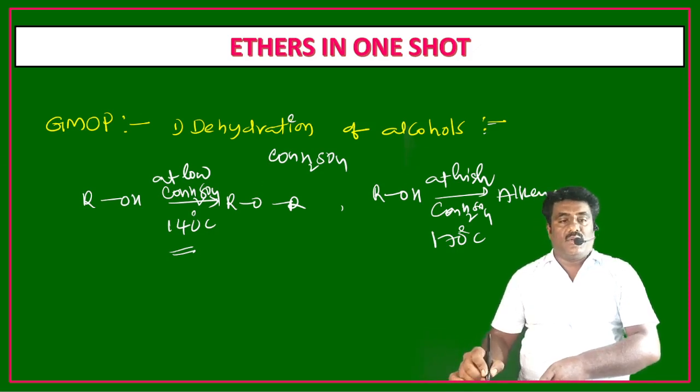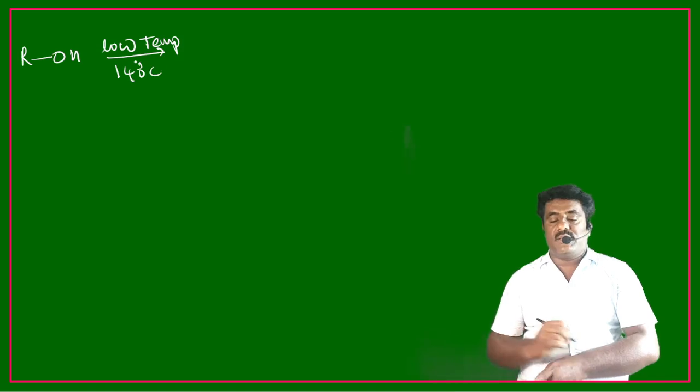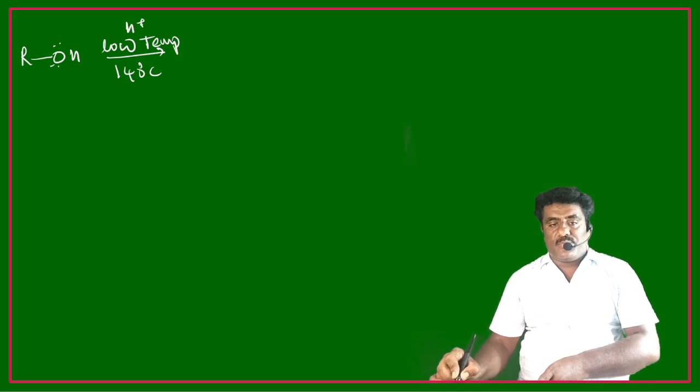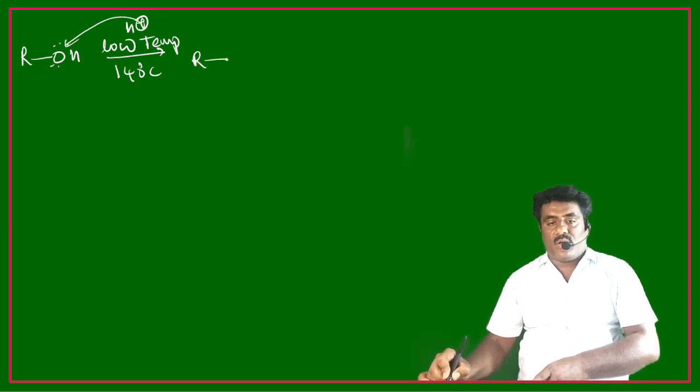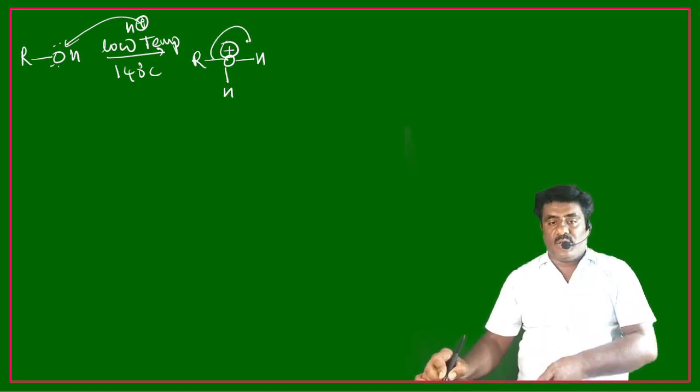Look at the mechanism. Alcohol ROH at low temperature, meaning at 140 degrees Celsius, the H plus attacks over an oxygen to form ROH2 plus. The H2O is an easily leaving group.